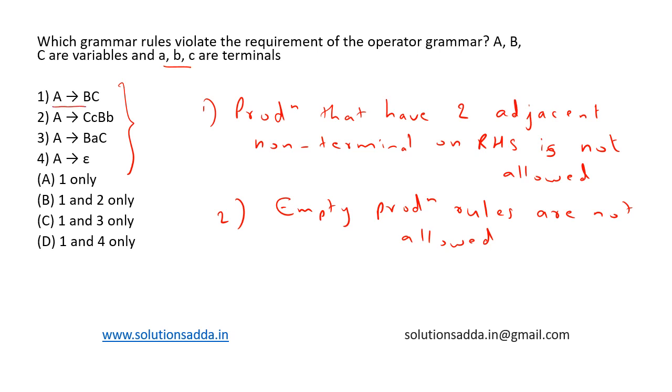A derives BC. This is a violation of rule number 1, so this is not an operator grammar. A derives CcBb. There is no issue with this production rule. A derives BaC. Here also no issue with the production rule. A derives epsilon. Empty production rules are not allowed. So these two, 1 and 4, violate the operator grammar rule. So based on the options, option D, 1 and 4 only, is the right answer here.